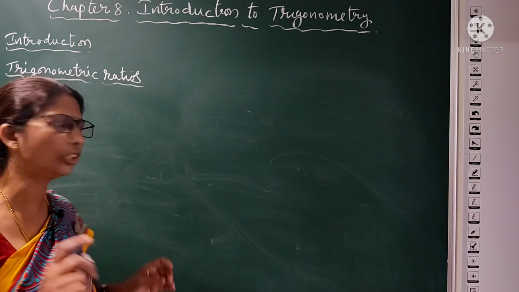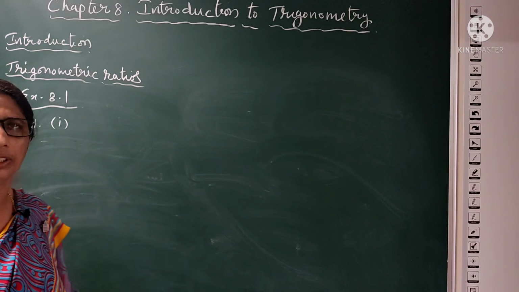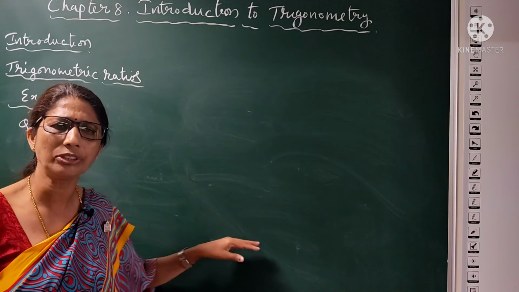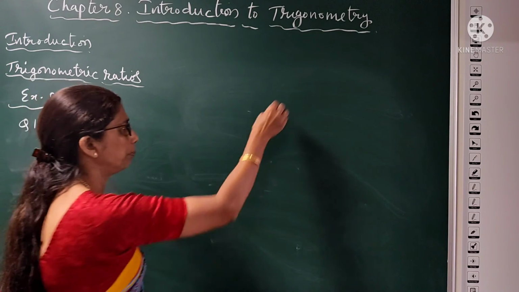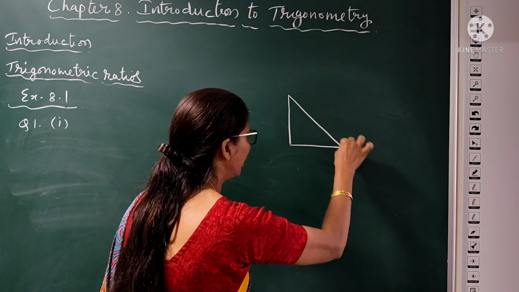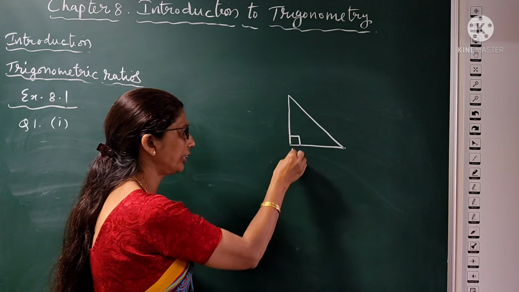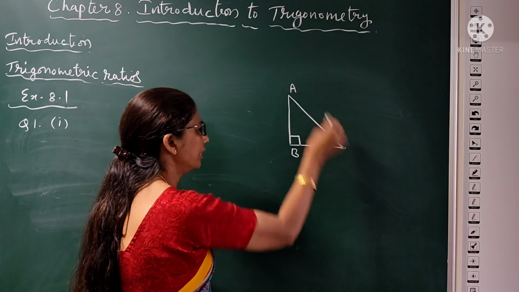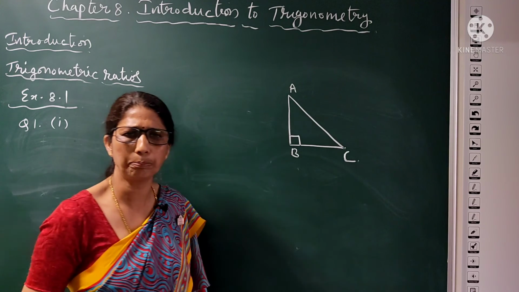We are starting the next topic, exercise 8.1, question number 1, first part. What is the question? You just see the question: in triangle ABC, right angle at B. This is a right angle triangle ABC, right angled at B. This is 90 degrees, this is B, A, C.